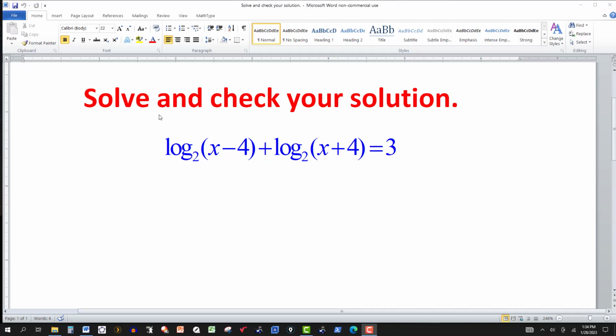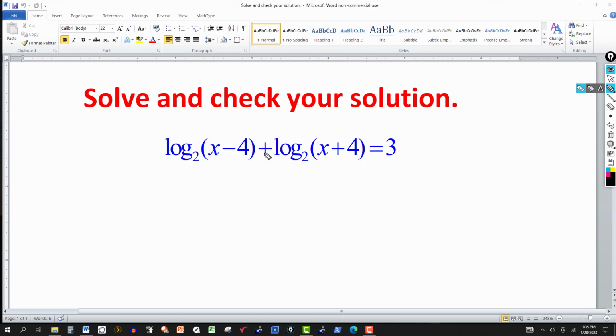In this video we're going to solve a logarithmic equation and we're going to check the solution. So you've got the log of x minus 4 to base 2 plus the log of x plus 4 to base 2 is equal to 3, and we want to solve. One of the techniques you want to use when solving a log equation is to try to see if you can write it as a single log by using properties of logs.